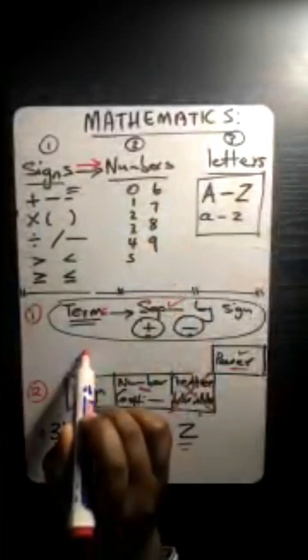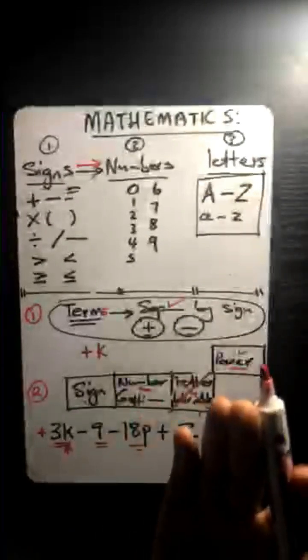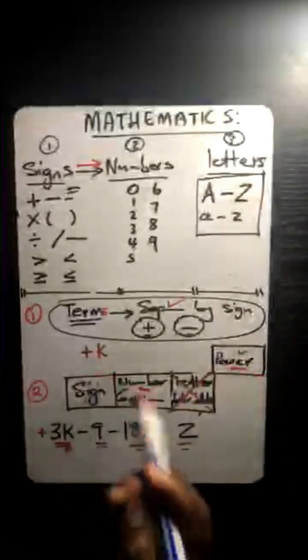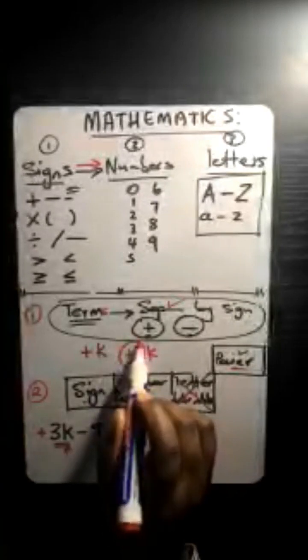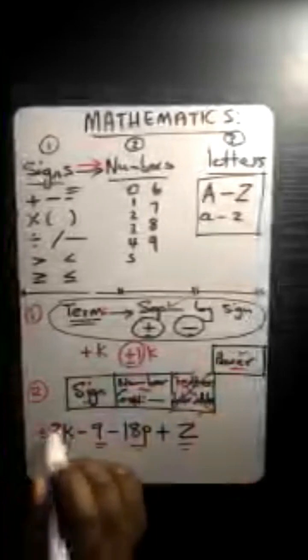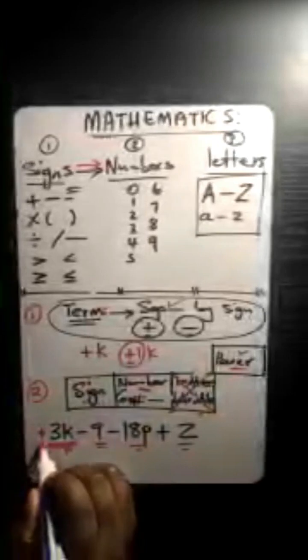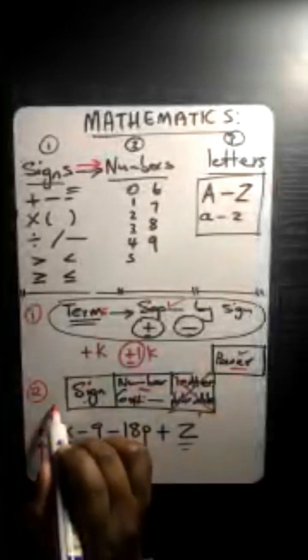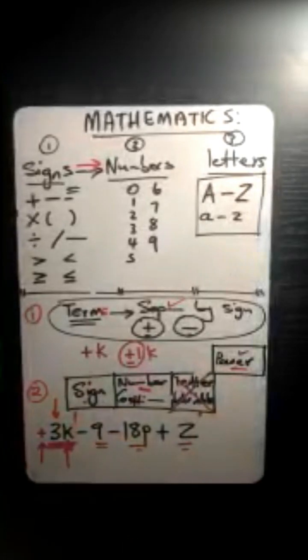Okay. So that's why, even though we normally say this is positive K, it's not really positive K, it's actually positive 1K. So this positive, or if it was a negative, it actually belongs to that number there. But K is just a letter, and a letter has no positive or negative sign. So to interpret the first term quickly: the sign is positive, the number is 3, the letter is K, and then the power is an invisible 1.